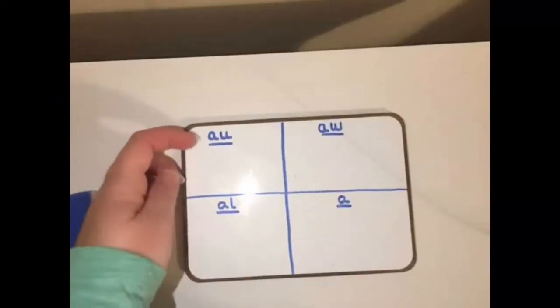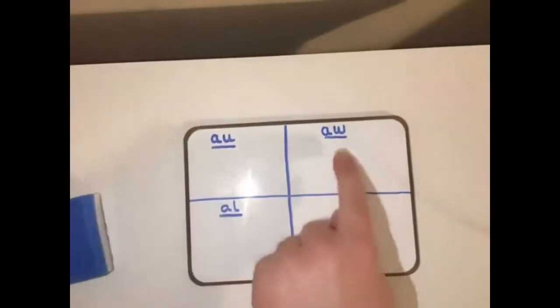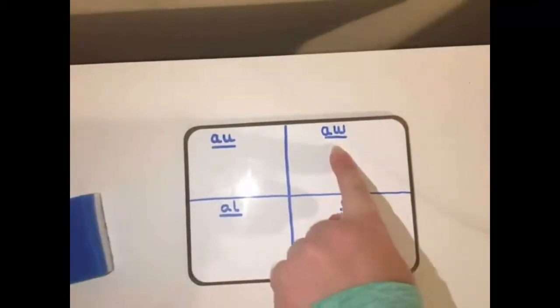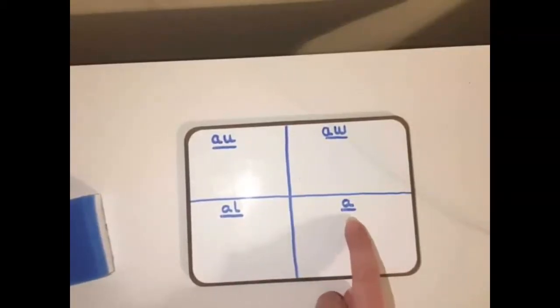Okay, so while you're finishing writing, listen to what I'm saying. A-U says ah in certain words. A-W says ah in certain words. A-L says ah, and then the ul sound in certain words, so all. And then the A says ah in certain words, okay?